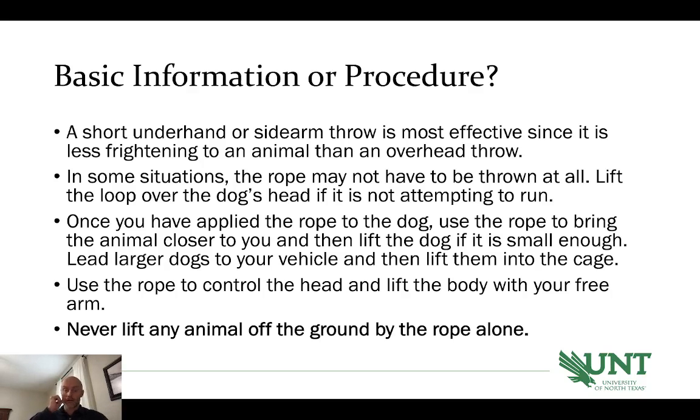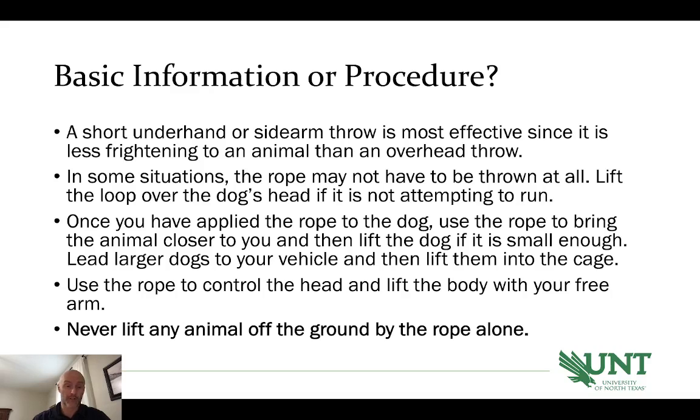In this case, we can read through this bullet list and talk about whether we think this is a procedure of some kind. A short underhand or sidearm throw is most effective since it's less frightening. In some situations, the rope may not have to be thrown at all. Once you have applied the rope to the dog, use the rope to bring the animal closer to you. Lead larger dogs to your vehicle. Use the rope. So it seems to me that in this case, this information should probably be in some kind of a paragraph. These first two bullets are not really giving us any procedural information.